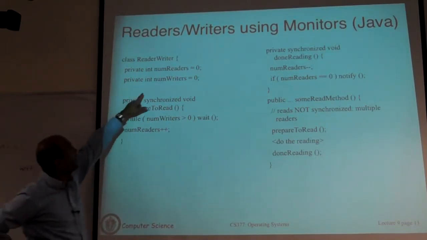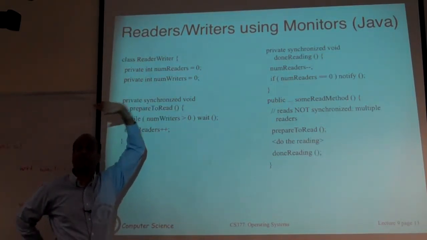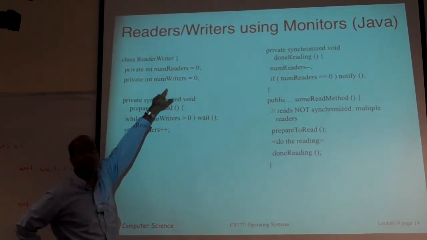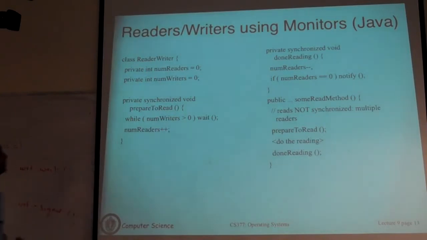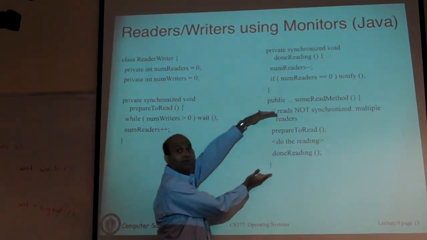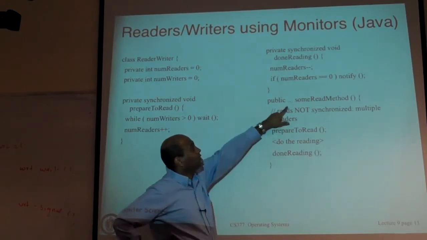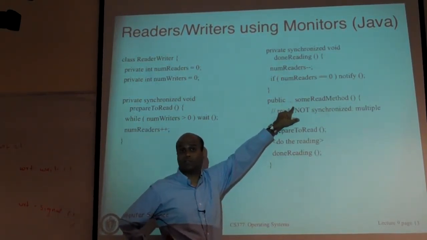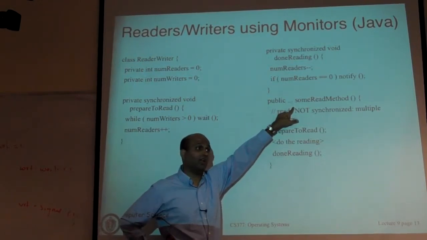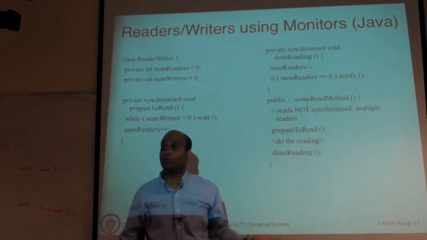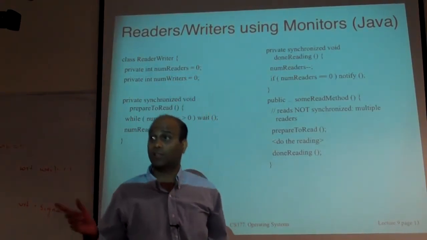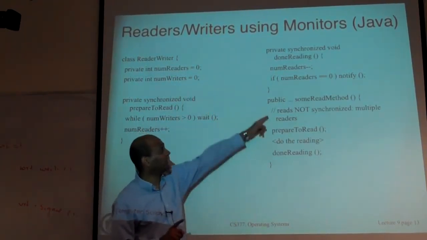So we have two variables. We are going to track the number of readers and the number of writers. Num readers is initially 0, num writers is also initially 0. This is our read method. Note that it is not synchronized. If you make the read method synchronized, there is no concurrency. As soon as you make the read method synchronized, only one thread can enter. We don't want that. We'll see that the write method is synchronized, but the read method is not.